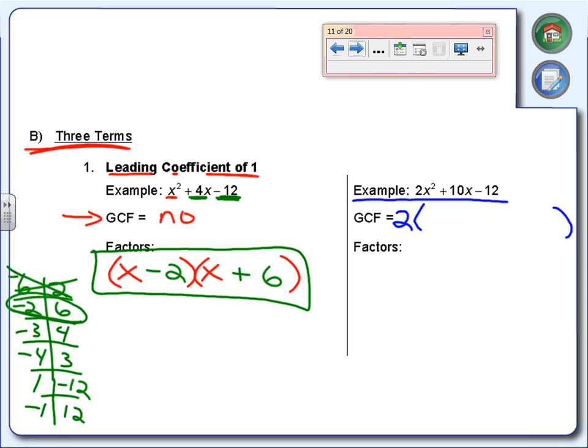Now, since 2 is the GCF, what do I need to put in parentheses? 2 times a what will get me back to that 2x squared? Very good, x squared. 2 times what will give me the 10x?